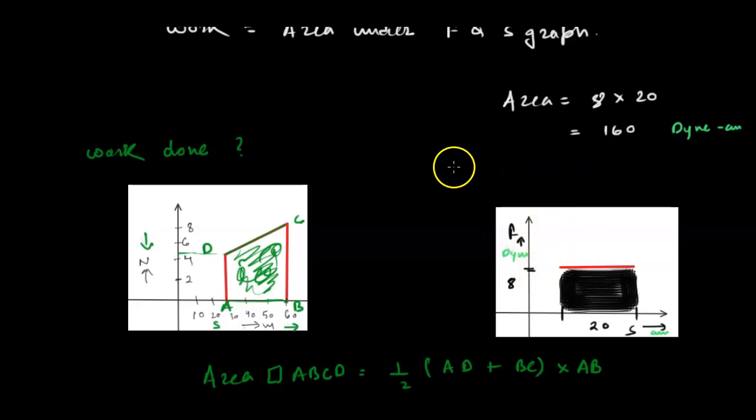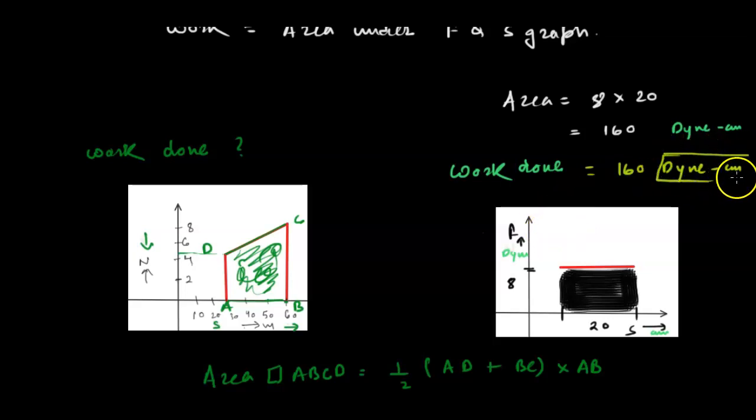So this is the area, and what will be the work done? Work done will be whatever the total area we find out. This will be 160 dyne centimeter. So this is another unit of work in the CGS system. Instead of saying dyne centimeter, we say erg. Remember this. So we have understood how we can find out the work done by just understanding the area.